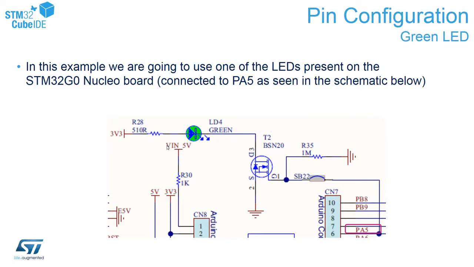Here you can see the part of the schematic of the Nucleo board which we are using in our exercise. Our LED is called LD4. It is a green LED, which is connected to pin PA5, as you can see on the screen.